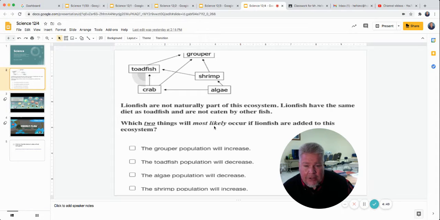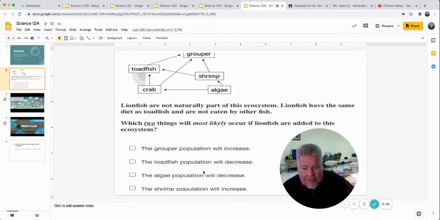You know, I don't like this question one bit because it asks you for two things that would occur if lionfish are added to this ecosystem. The only one I think that is right is this: the toadfish population will decrease. Unless I'm just missing something, and I'm the teacher and I'm not seeing any reason. I would think that the grouper population would increase if it ate the lionfish, because now it can eat toadfish and lionfish. But it says that they're not eaten by other fish. So the lionfish is not going to add extra food for the grouper to eat.